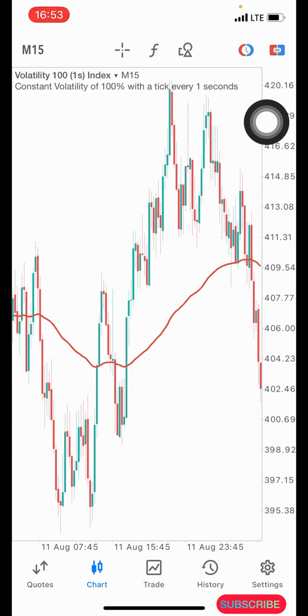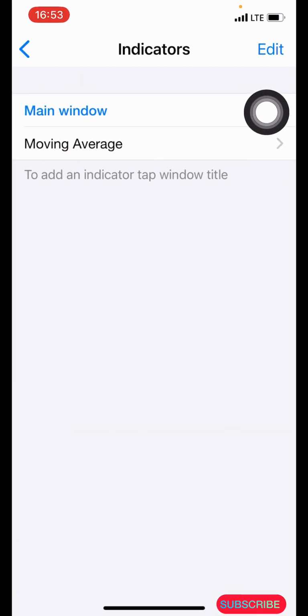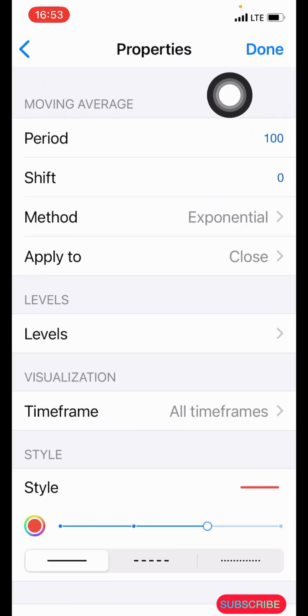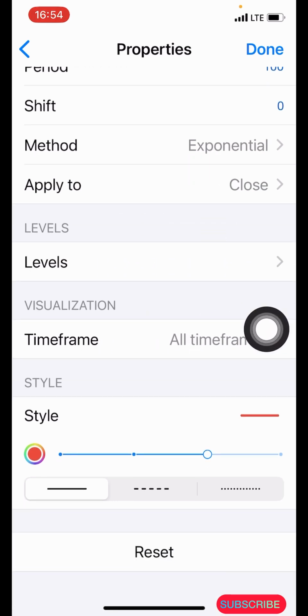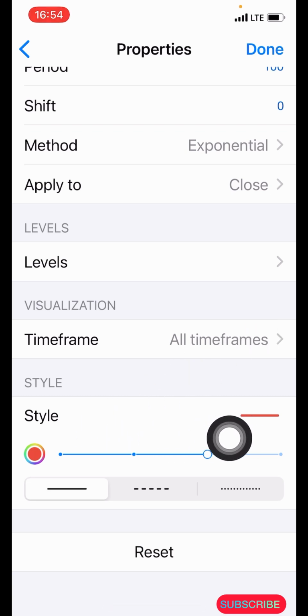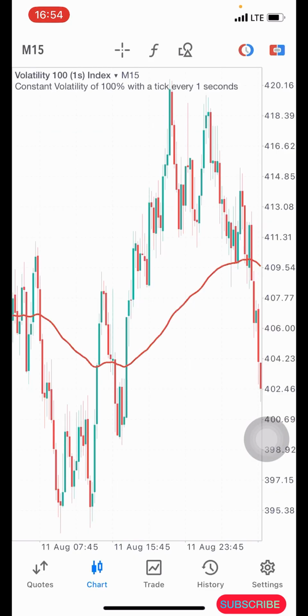All right, the setup for this moving average that you are seeing here. Let me share with you the setup and then we'll continue to how the strategy works. We are going to be clicking on this F icon here, and you click on this plus icon, then you search for moving average. These are the properties for it. The period is 100, shift is 0, method is exponential, apply to is close, the level you leave as it is, time frame, all time frames, the color I use red, but you can use any color of your choice. Then the pixel you make it 3, because you want the moving average line to be bold. After that you click on done and you are going to have this.